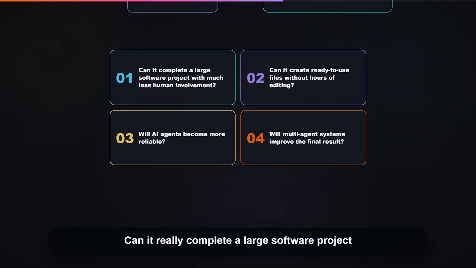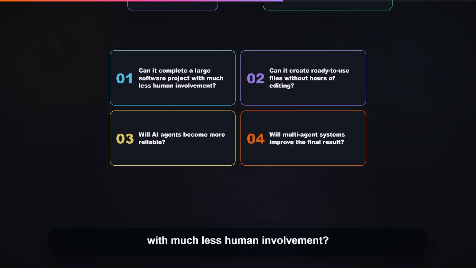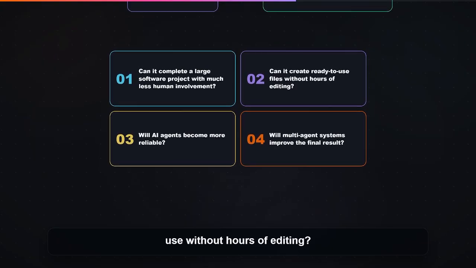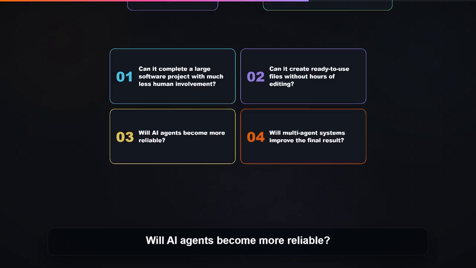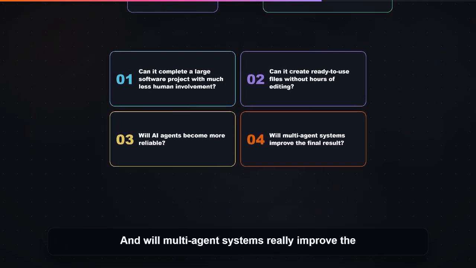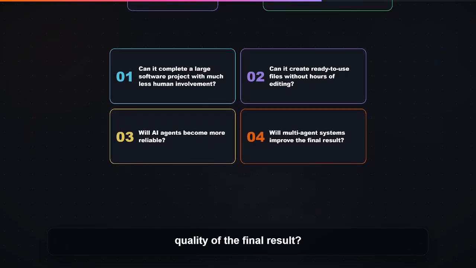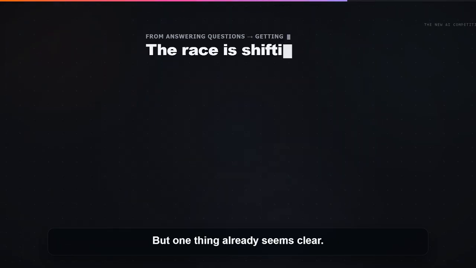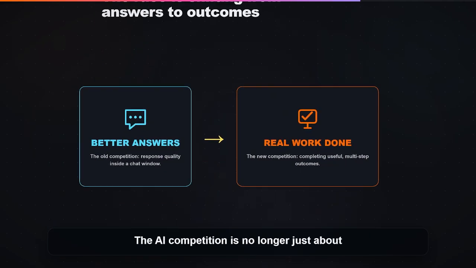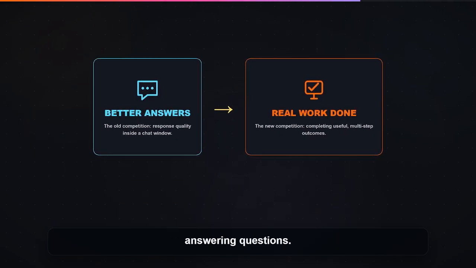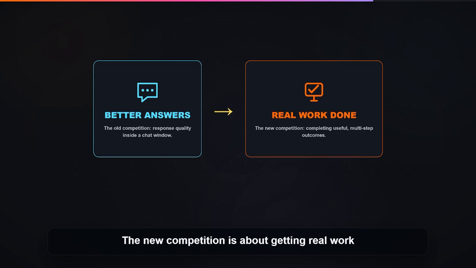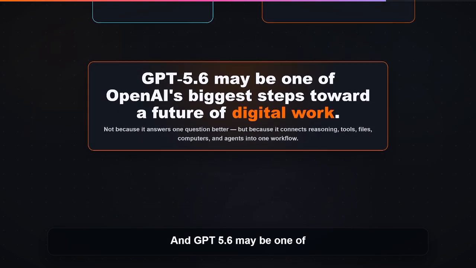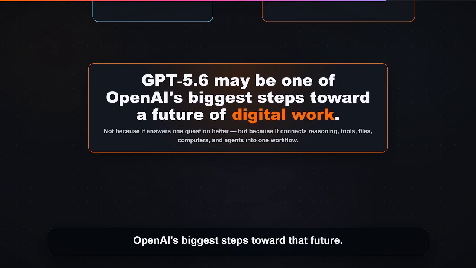Can it really complete a large software project with much less human involvement? Can it create files that are ready to use without hours of editing? Will AI agents become more reliable? And will multi-agent systems really improve the quality of the final result? These are questions we'll probably get answers to very soon. But one thing already seems clear. The AI competition is no longer just about answering questions. The new competition is about getting real work done. And GPT 5.6 may be one of OpenAI's biggest steps toward that future.